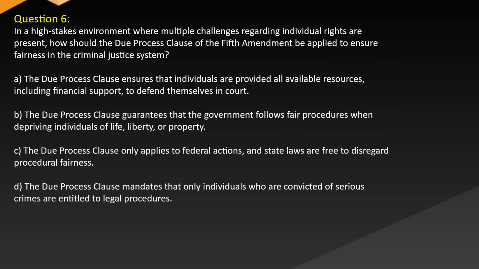Question 6. In a high-stakes environment where multiple challenges regarding individual rights are present, how should the Due Process Clause of the Fifth Amendment be applied to ensure fairness in the criminal justice system? A. The Due Process Clause ensures that individuals are provided all available resources, including financial support, to defend themselves in court. B. The Due Process Clause guarantees that the government follows fair procedures when depriving individuals of life, liberty, or property. C. The Due Process Clause only applies to federal actions, and state laws are free to disregard procedural fairness. D. The Due Process Clause mandates that individuals who are convicted of serious crimes are entitled to legal procedures.